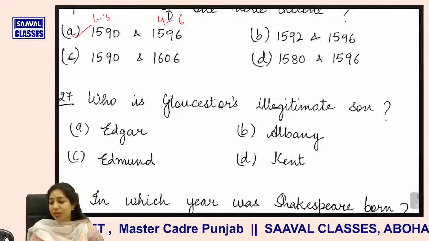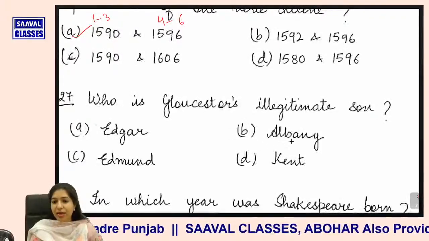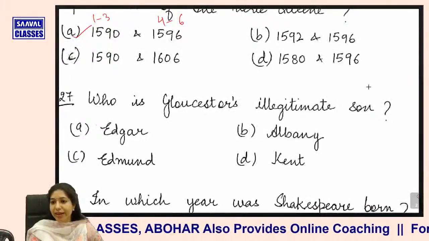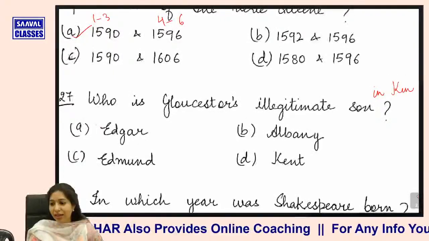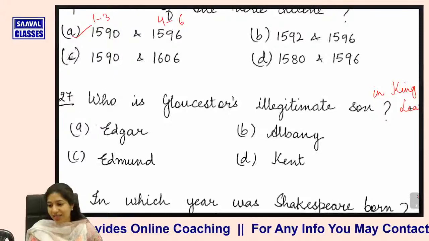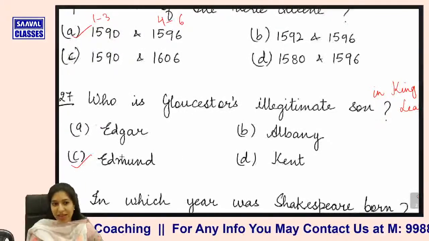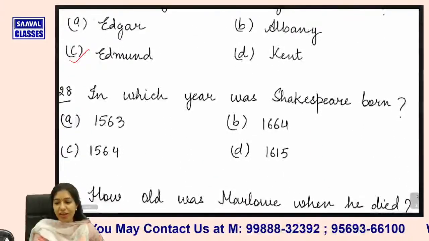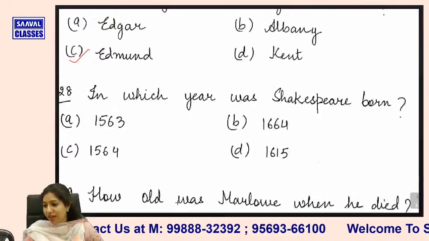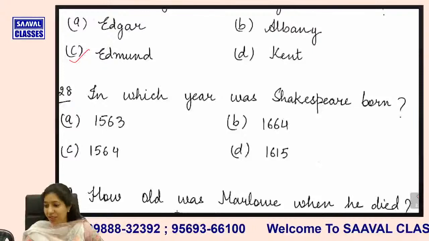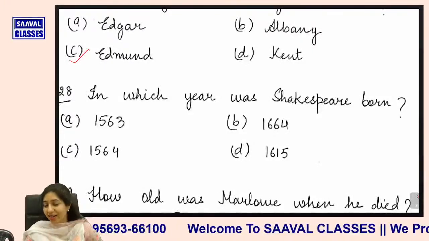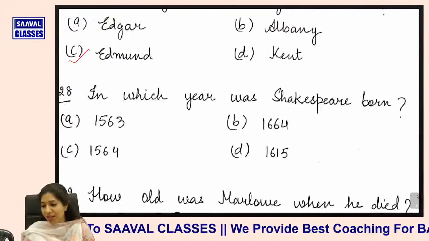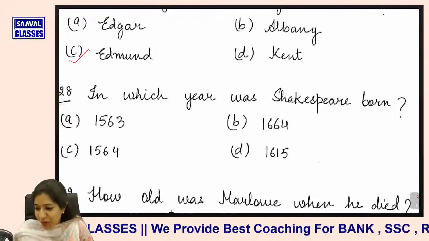Next is, who is Gloucester's illegitimate son? Edgar, Albany, Edmund or Kent? Who is Gloucester's illegitimate son in the play King Lear? Yes, very good. It is Edmund. Edgar was his legitimate son and Edmund was his illegitimate son. Very good. You all are right. Edgar was his legitimate son, bache. Those who are answering Edgar, you are just confused with the words, because they both are starting with E, hai na? Don't worry.